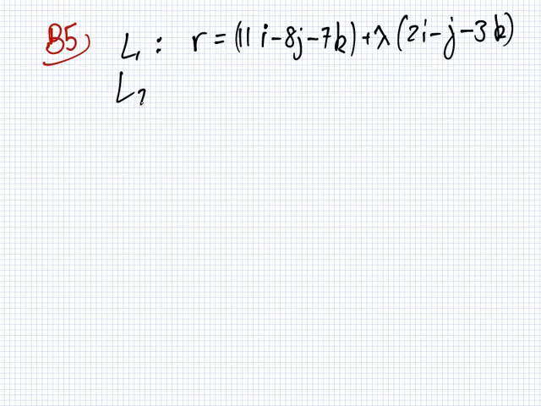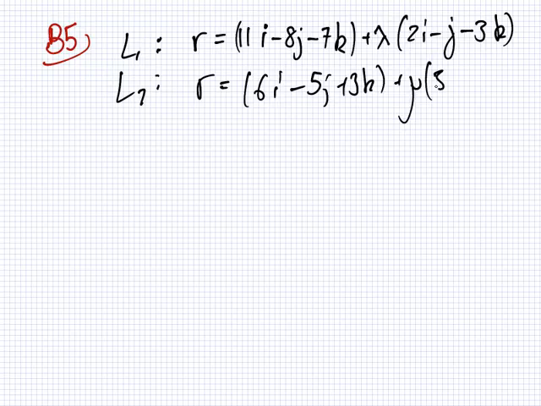L2: r equals 6i minus 5j plus 3k, plus mu times 3i minus j minus 2k. Show the lines L1 and L2 intersect, and find the point of intersection.